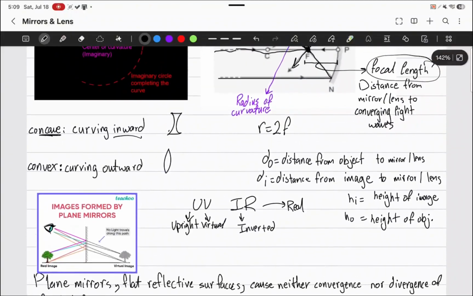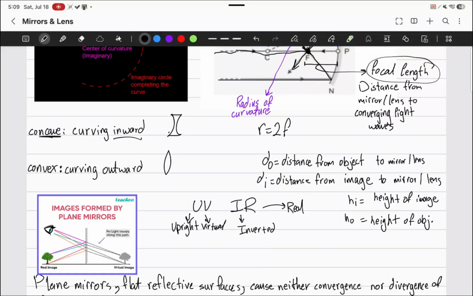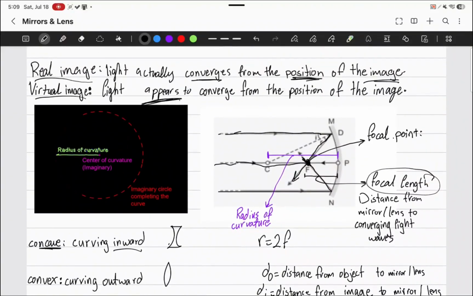Another thing we need to talk about is something called DO and DI. DO means the distance from the object to the mirror or the lens, and DI means the distance from the image to the mirror or the lens. So let's say the object was here, and you end up making an image. Let me erase some of that. The image would be somewhere here. I'll explain why it's inverted and what that means, but assume that the image is here.